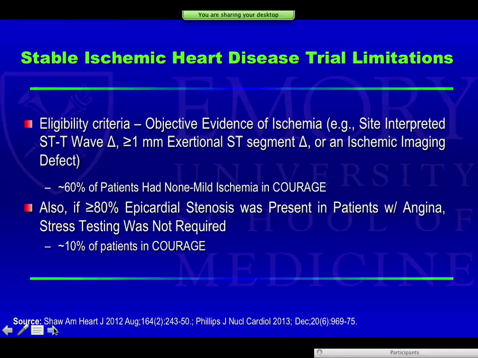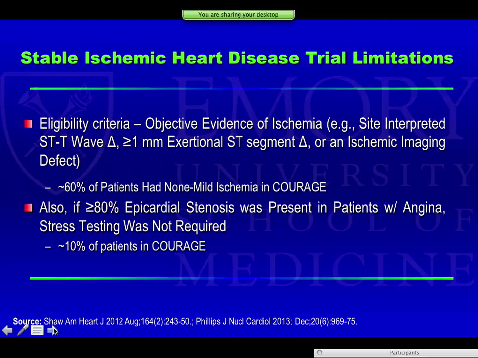There have been some challenges with the available trials in terms of the COURAGE trial and the BARI 2D trial. My biggest challenge with the trials is that the eligibility criteria for objective evidence of ischemia have been, in general, quite poor. If you look at the COURAGE trial, the objective evidence of ischemia was not only site-interpreted, and we have a lot of evidence to show that sites, in the setting of patient clinical criteria, will overestimate the amount of ischemia. The eligibility criteria for COURAGE were really quite minimal.